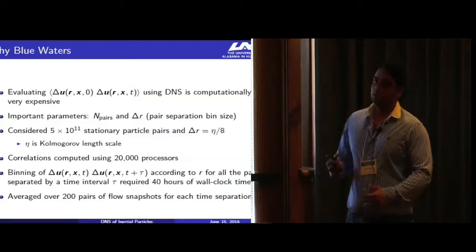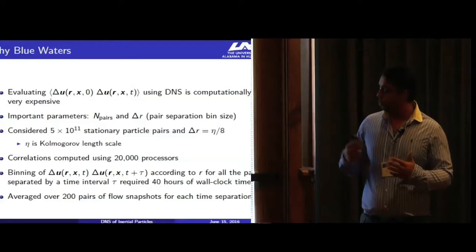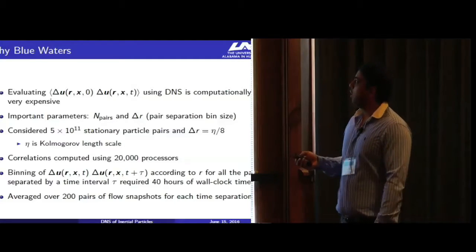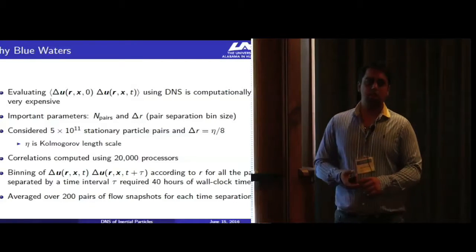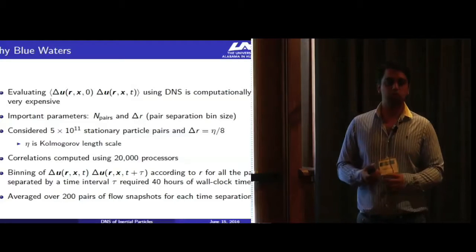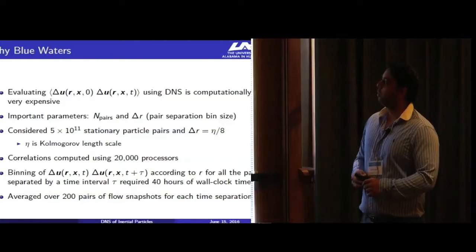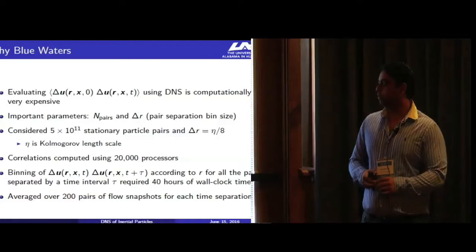So after performing several iterations with different numbers of particle pairs and different bin sizes, we found that a bin size of 1/8 of the Kolmogorov length scale was sufficient for us to obtain smooth statistics. And these correlations were computed using 20,000 processors on Blue Waters.